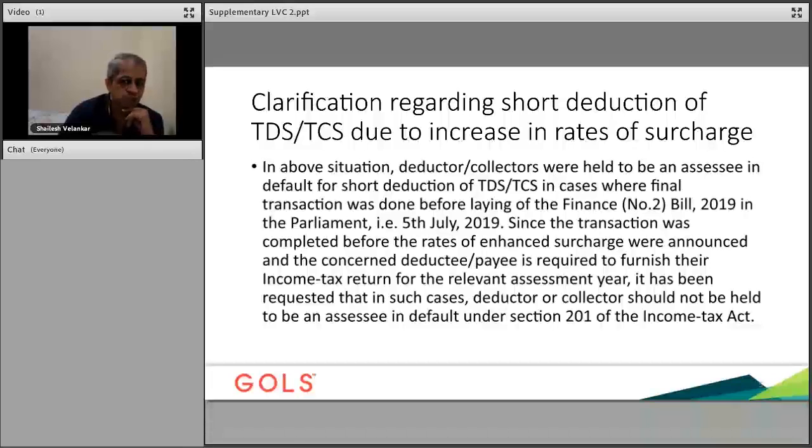Now, before we go ahead, let us discuss what is assessee in default. What is assessee in default? Well, are you able to see the full presentation which I have made?